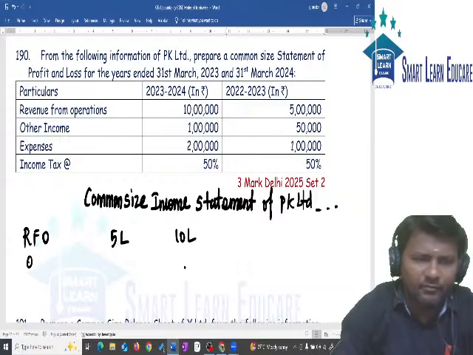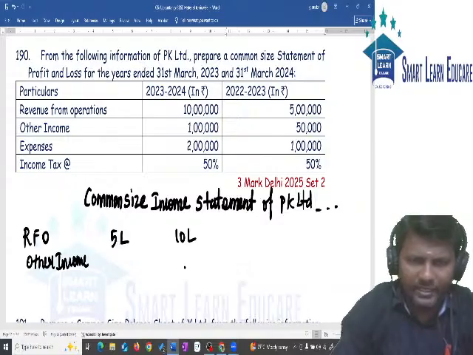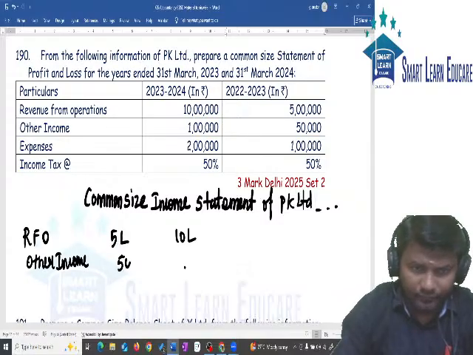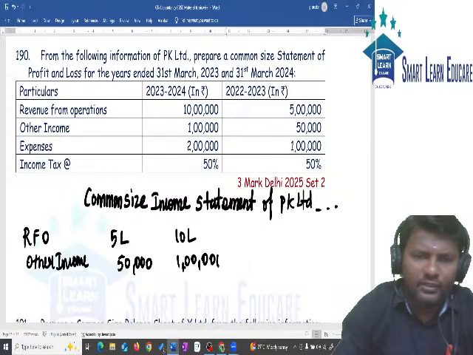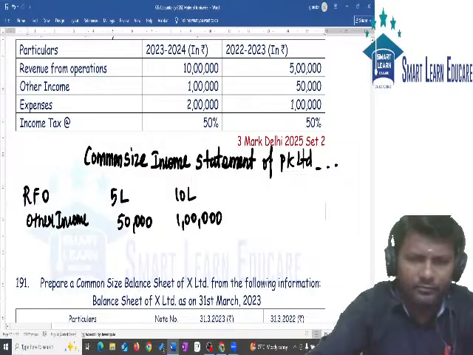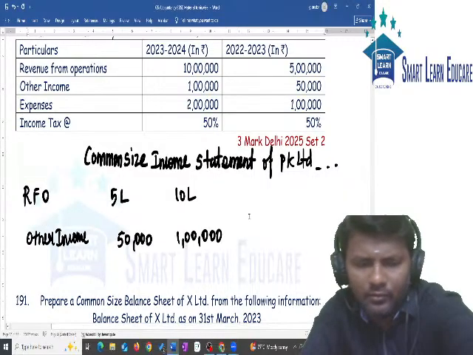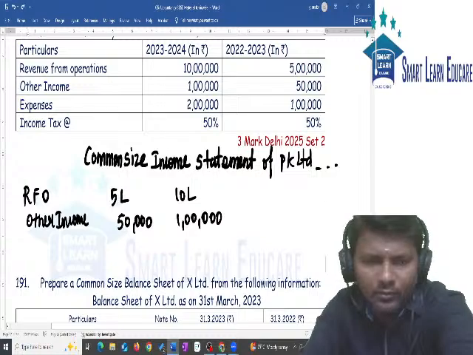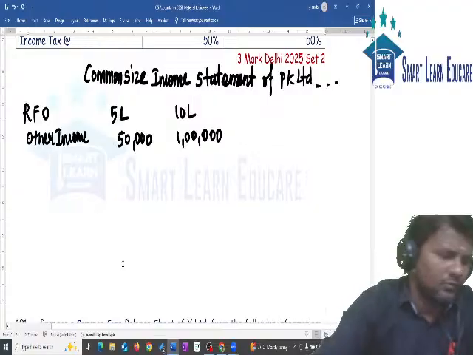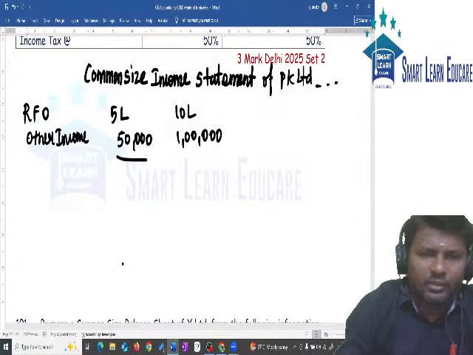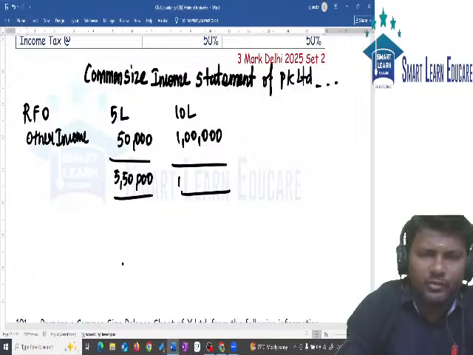Also we have other income, so other income should be added. Other income should be added 50,000, and we have 1 lakh. So 50,000 and 1 lakh. So total income comes to 5 lakh and 50,000, and here also total income comes to 11 lakh.